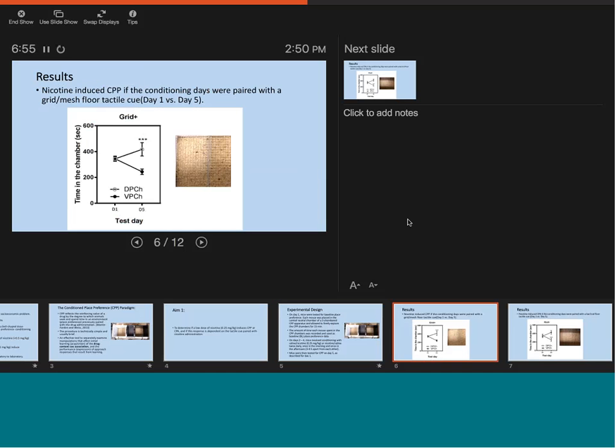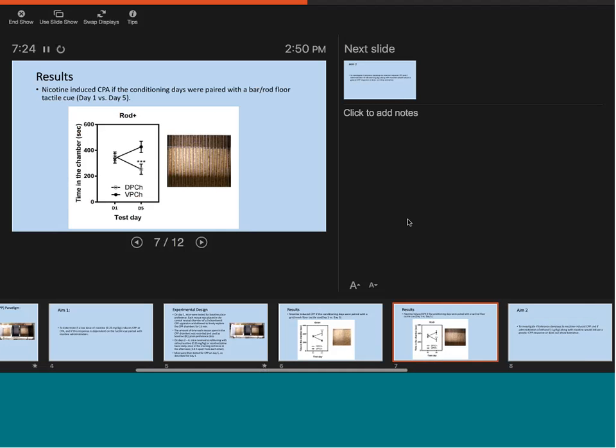So on day 5, the test day, we noticed that if the animal was conditioned in this grid-like pattern chamber side, it showed a nice time response for time spent in that drug pair chamber. So there was a CPP effect, a preference for that side versus the saline or vehicle pair side. So this was a preferred tactile cue.